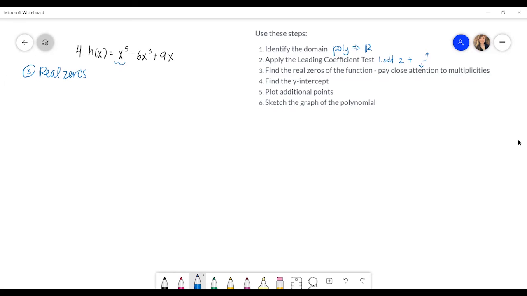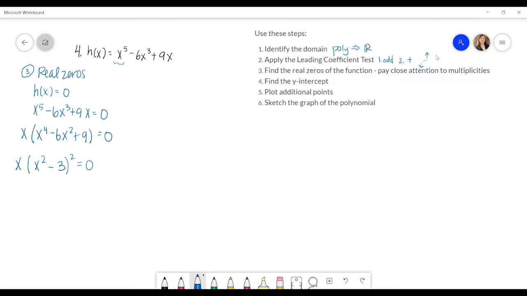Okay, and what that means is we're going to take our function h of x and we're going to set it equal to 0. So that's x to the fifth minus 6x to the third plus 9x is equal to 0. We can take out a factor of x, right? So x to the fourth minus 6x squared plus 9 is equal to 0. This is actually a perfect square trinomial. It's just maybe not as traditional of one. So I still have my x out here, but this is x squared minus 3.